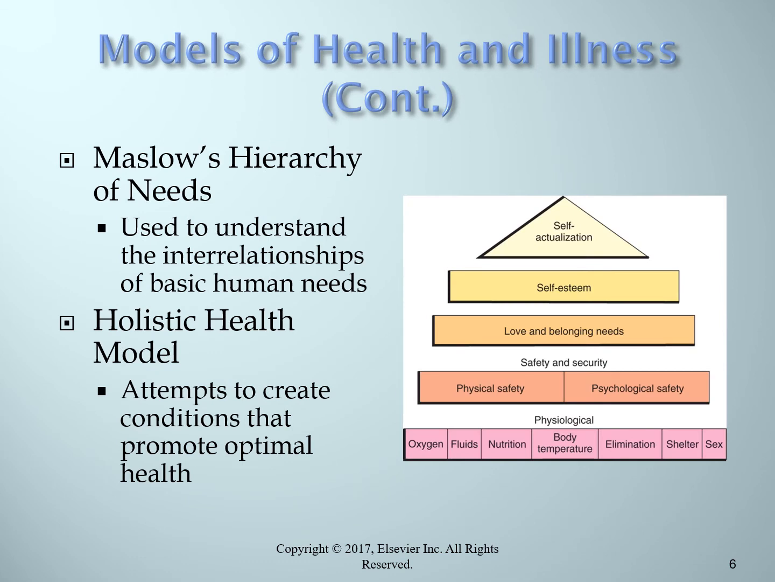Maslow's hierarchy of needs is a model that nurses use to understand the relationships of basic human needs. According to this model, certain human needs are more basic than others. As a result, certain needs must be met before others, such as fulfilling the physiological needs before the needs of love and belonging.